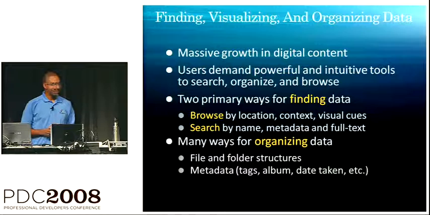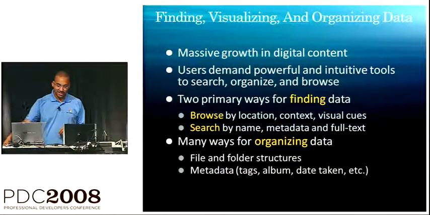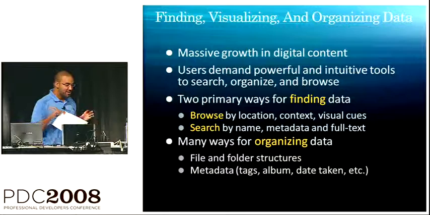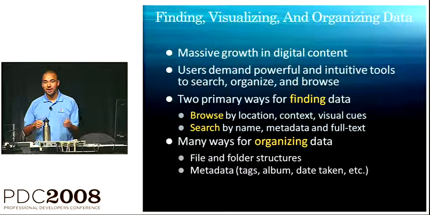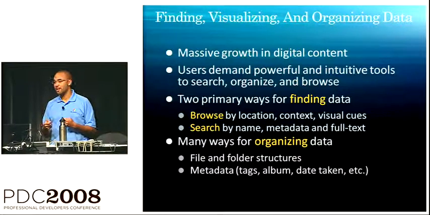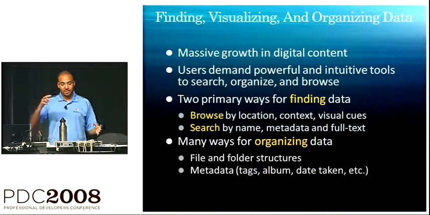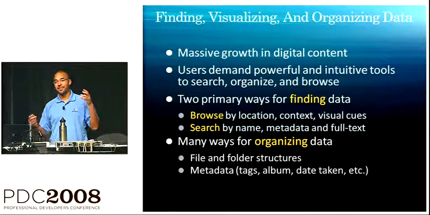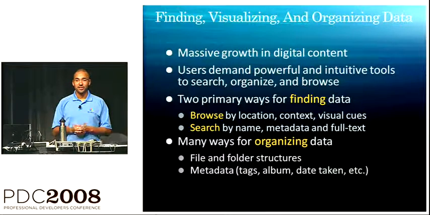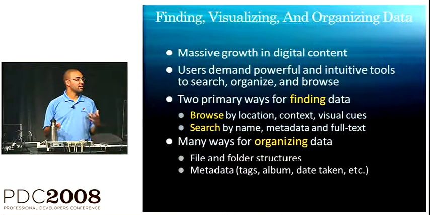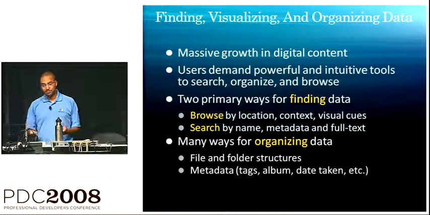All right. So finding and organizing data. There's been this explosion of digital content over the last few years, and users need a way to sift through all that data and find that one file that they care about. And we look at the problem from two directions. One, finding that one file: you know something about it, you know what it looks like, you know who wrote it, and you just want to find it. And also organizing. As you get content, where do you put it so you can easily get to it later? So that's how we see the world.